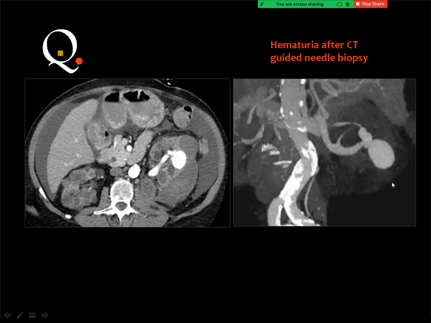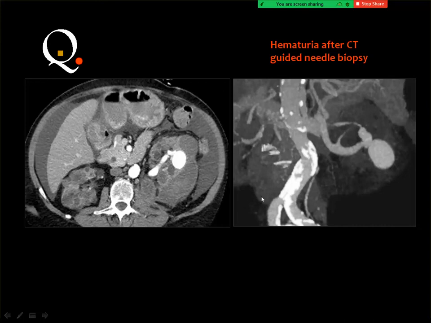Of course, you know that one of the complications of CT-guided biopsy of the kidney is to induce a connection between one of the branches of the renal artery and the renal vein, with the development of arteriovenous fistula and hematuria. Also, one of the complications of the biopsy techniques is to develop a saccular aneurysm of one of the vessel branches, so we avoid as much as we can going through the renal parenchyma in the central part of the kidney where the vessels are present.